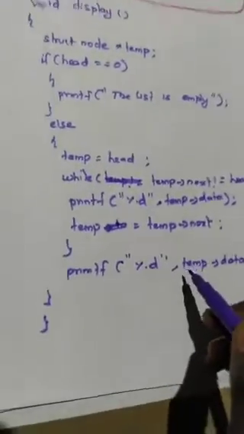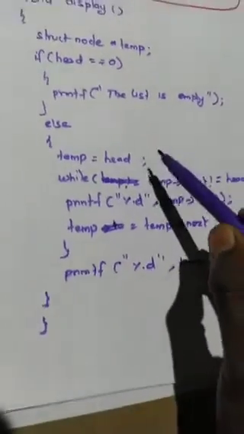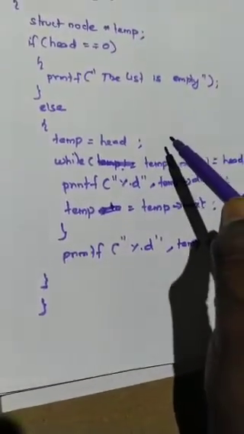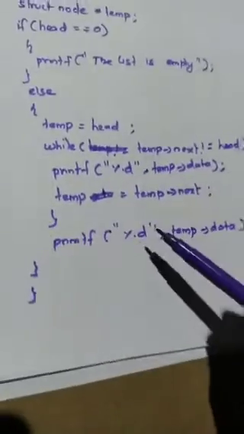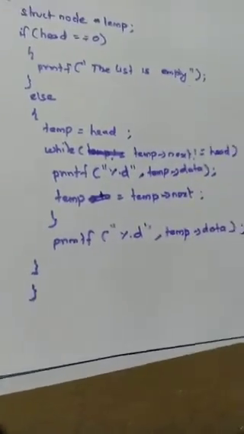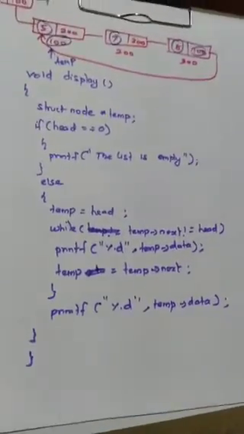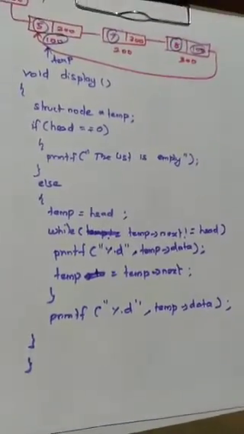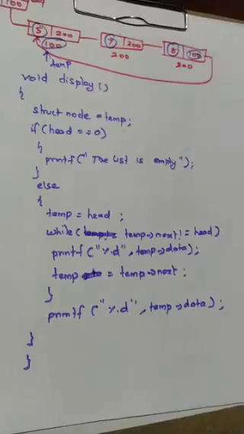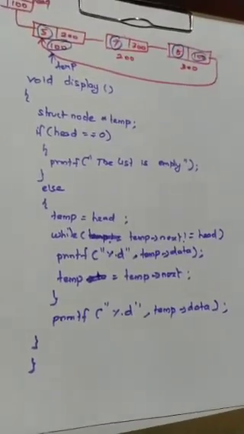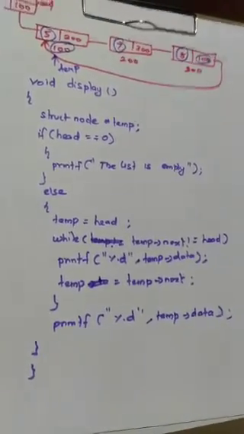I can print the first data initially, like the head value. After that I can make a loop for printing all the data. So it's one of the methods. I hope you understand the logic of how to create the node, how to insert, and how to display the content from the list by using this notation.